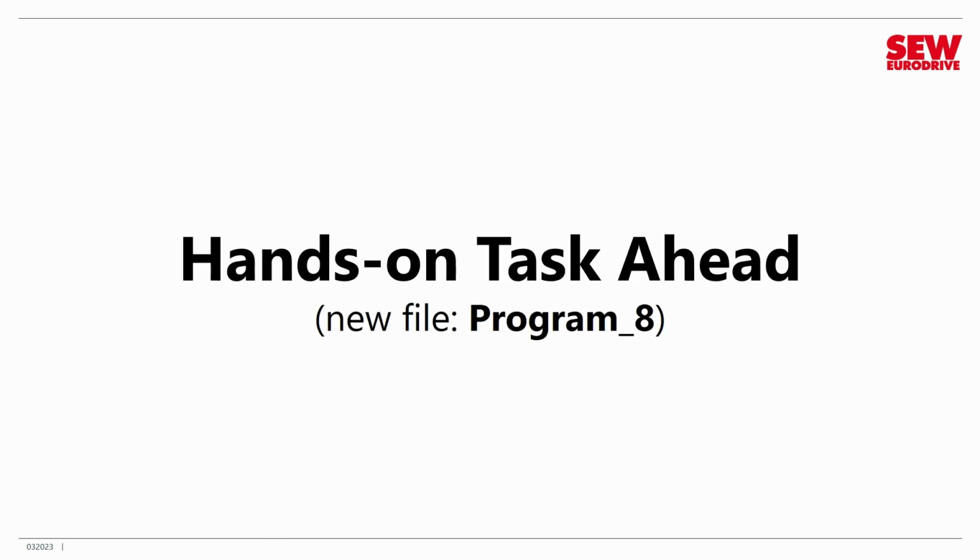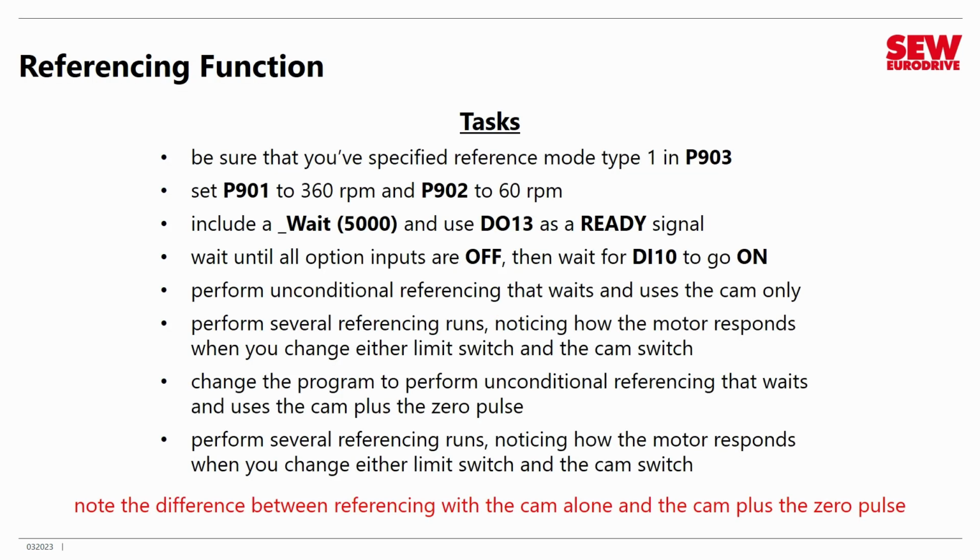All right, we have talked a lot. You're probably ready to get on your keyboard and do some programming. We're going to do a hands-on task. We're creating a brand new program, program 8, and we're going to play with referencing. Here's what you need to do in your program. First of all, double check before you even start that you've still got your correct referencing mode. So go to the parameter tree, look at parameter P903, and make sure referencing mode is type 1. I would also suggest that you go to P901 and 902 and set the referencing speeds to 360 RPM and 60 RPM.